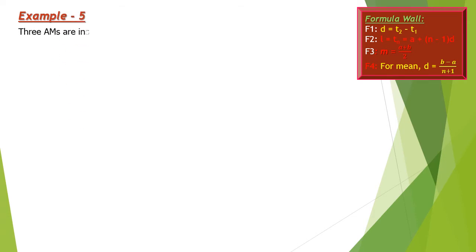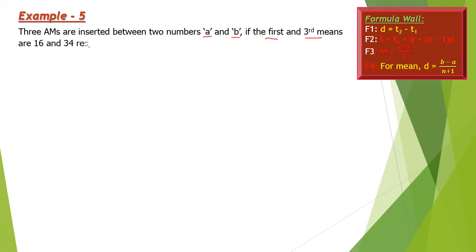Okay, it's time for example 5. You can see the formula on the top right corner. This is a very important question, and this question is for 4 marks. There are 3 arithmetic means between two numbers a and b. The extreme values are unknown here, and the first and third means are given as 16 and 34 respectively. So we have to find the values of a and b.